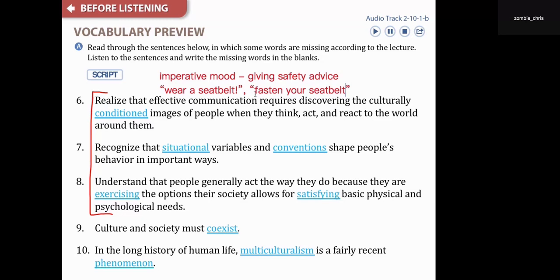So you would never say, if you want to ask politely, could you fasten your seatbelt? Please make sure that you wear a seatbelt. So there's a pronoun there. If we just say wear a seatbelt or fasten your seatbelt, this sounds aggressive, but it's important because it's safety advice. You may also find this used playfully.